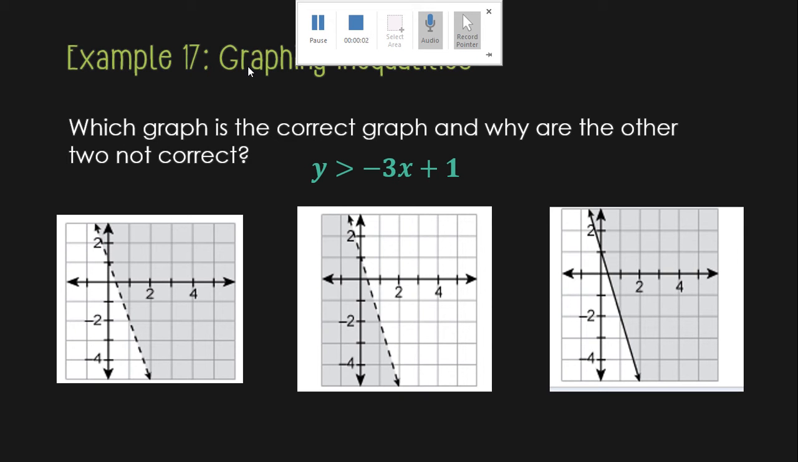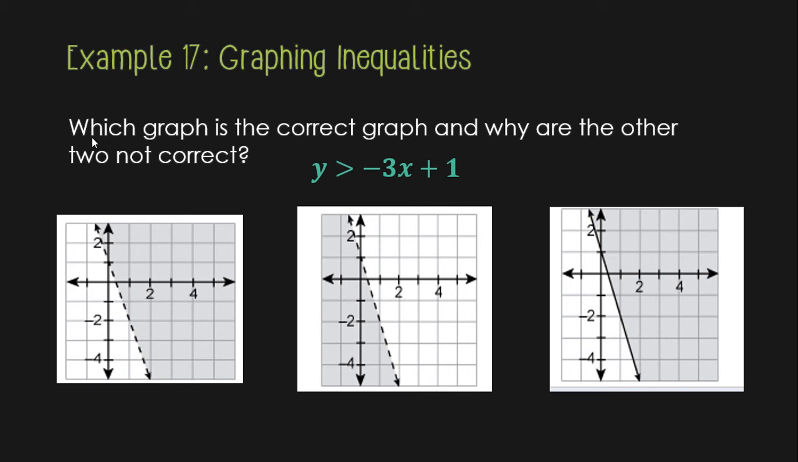Okay, in number 17, we want to graph our inequalities here, and we want to know which graph is the correct graph and why are the other two not correct. Okay, so I have y is greater than negative 3x plus 1.